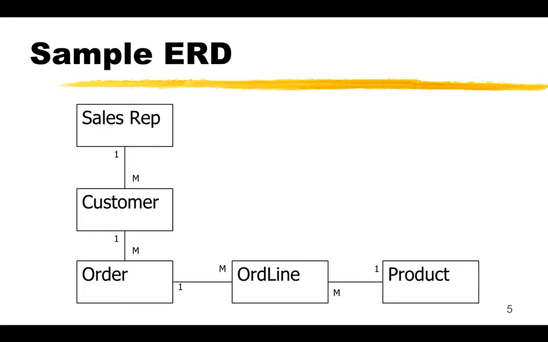And also an ORD line is related to one product, but the product can have many ORD lines. Understand the product is going to have many ORD lines because there's going to be a lot of different types of orders. So there's actually an entity that will hold all this information, but it'll be associated with different products and different orders.